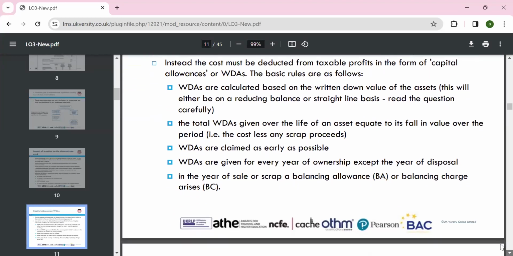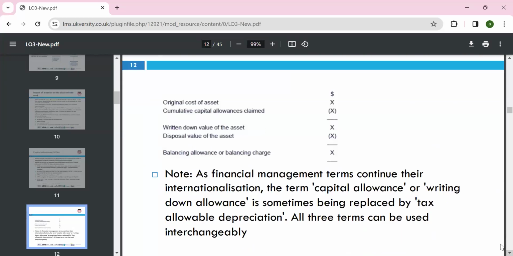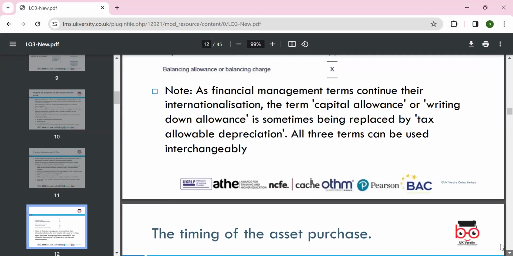Are you going to dispose of or scrap it? Are you changing to a new asset? So we look at the original cost of the asset, the cumulative capital allowance claimed if we already have, what is the written down value of the asset now, the disposal value of the asset, and the balancing allowance or the balancing charge, which we can calculate, and that is used as well.